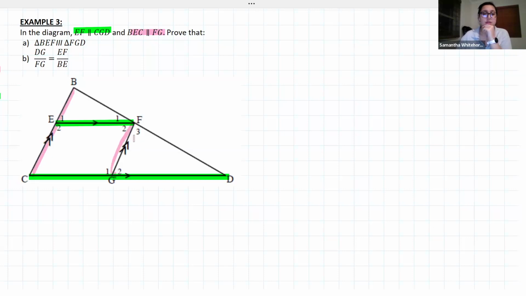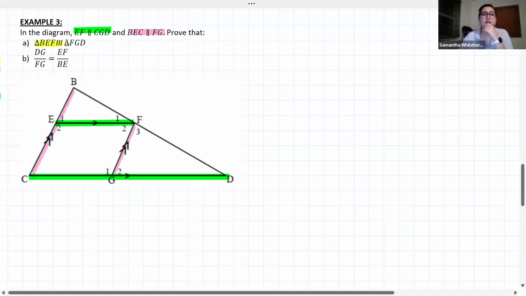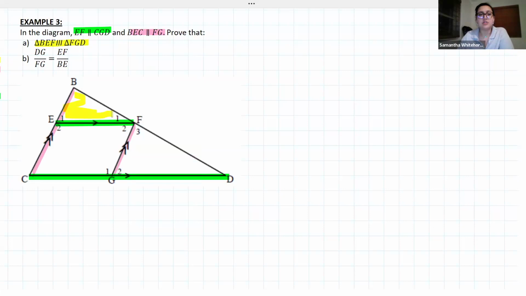Cool. So we've been given some parallel lines, and we have been asked immediately to prove that some triangles are similar. So given the fact that we just did this on Wednesday, I want you guys to go and answer the first question for me, which is asking you to prove that triangle BEF is similar to FGD. So BEF is this triangle up here. FGD is this triangle down here. I want you to prove that they are similar for me.